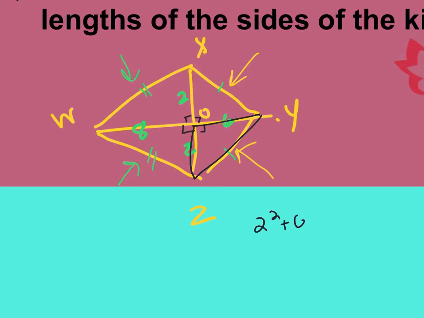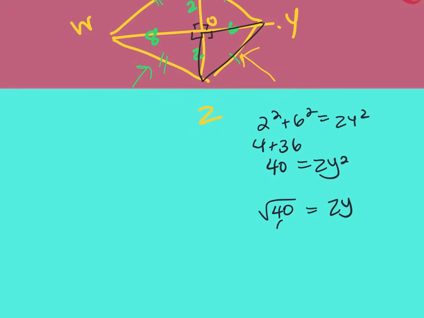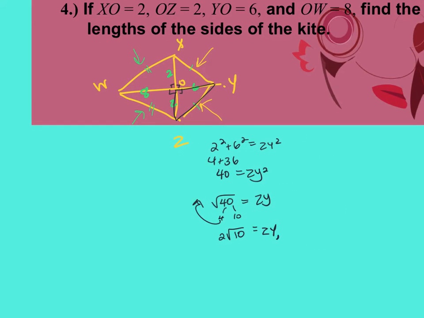2 squared plus 6 squared would equal that missing side, so let's just say ZY squared. 4 plus 36 is 40. And then ZY would equal the square root of 40. Good. It'd be 4 and 10, and that 4 comes out as a 2 root 10. That would be ZY and XY.